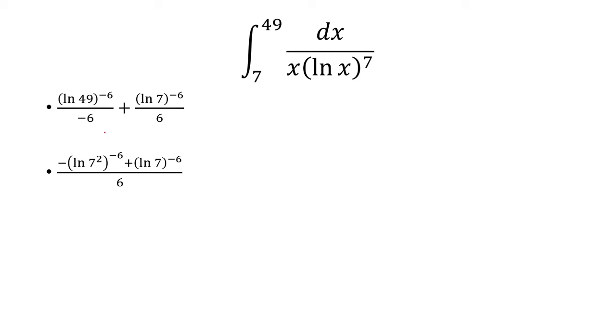So now we're going to represent 49 as just 7 squared, and we're going to take advantage of the log properties. Whenever you have an exponent on whatever is inside the log, you bring it out in front. So the 2 will come out in front of the natural log, and that's still going to be raised to the negative 6 power. And we did combine these because they do have a common denominator of 6. So I just moved this negative up here in the second step.